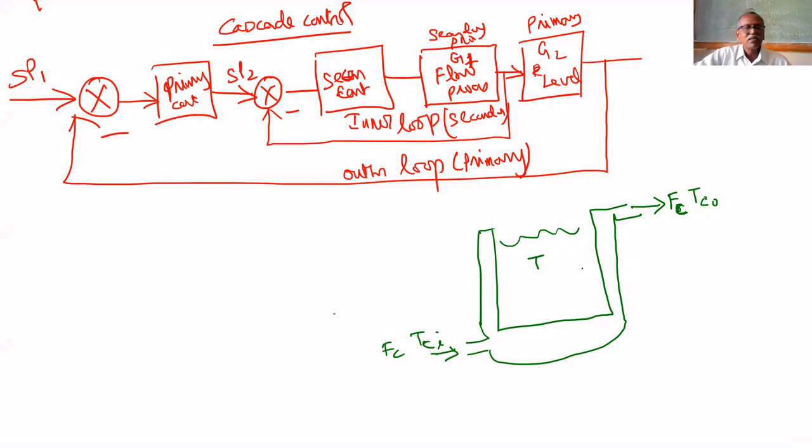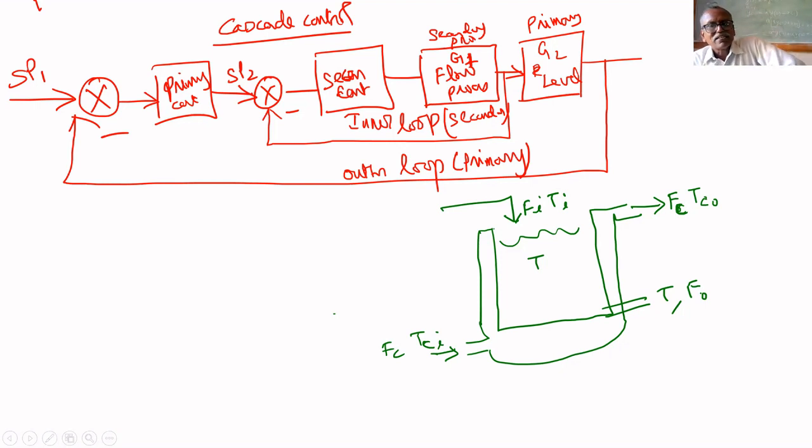It takes away the heat. We have to control the temperature of this thermal process. Here feed is coming, Fi, Ti: inlet temperature is Ti, inlet flow rate is Fi. The outlet flow rate is coming here, outlet temperature is T, outflow rate is F0. Let us assume that there is no change in Ti, there is no change in Fi. If any change in Ti or Fi happens, there will be a change in T.